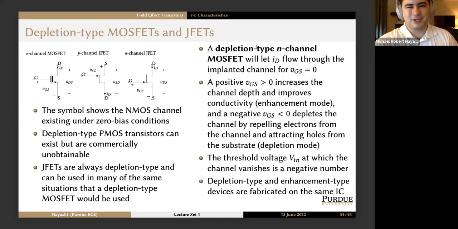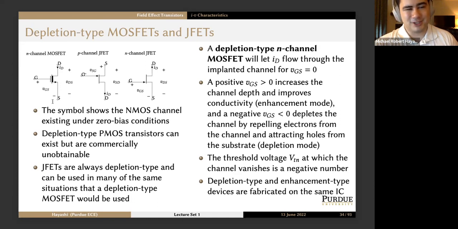So a depletion type N-channel MOSFET lets a drain current flow through an implanted channel when VGS is equal to 0. So that means even when we don't apply a gate to source voltage, there's already a channel that lets current flow between the drain and the source. So as we increase VGS greater than 0, it improves the channel depth and conductivity, which is an enhancement mode. And then if we apply a negative VGS, it's going to deplete the channel and repel electrons from the channel and attract the holes from the substrate.